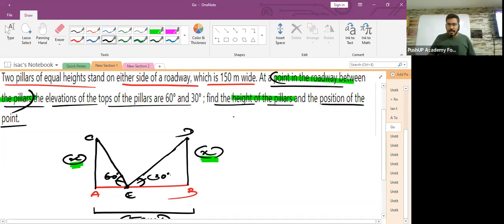Let me draw the first triangle. Loka, is your doubt clear? The closer you get, the higher is the angle of elevation. Okay.